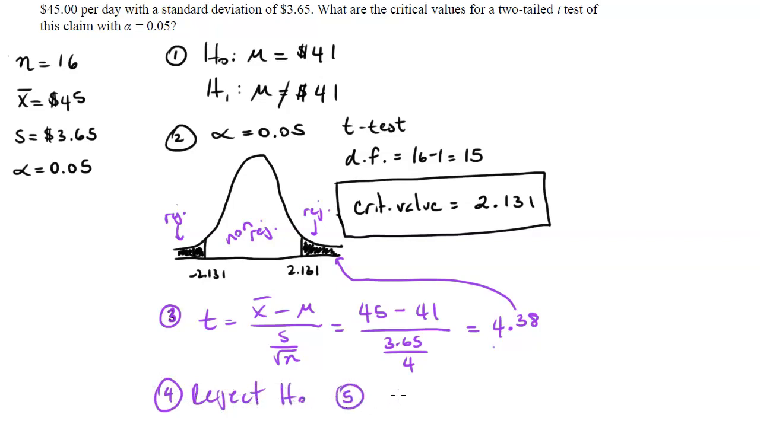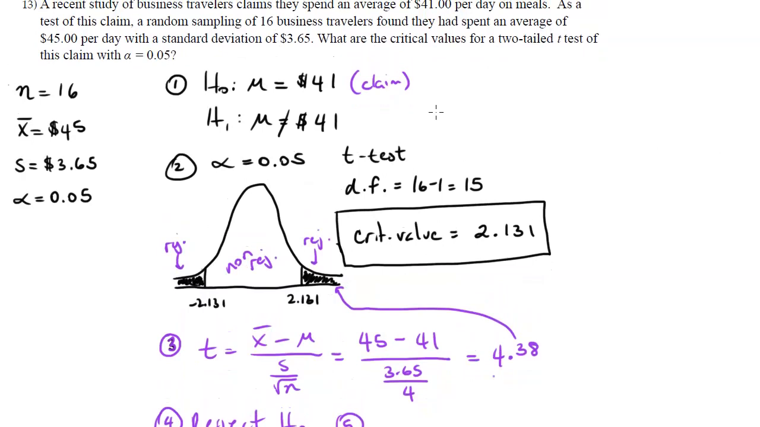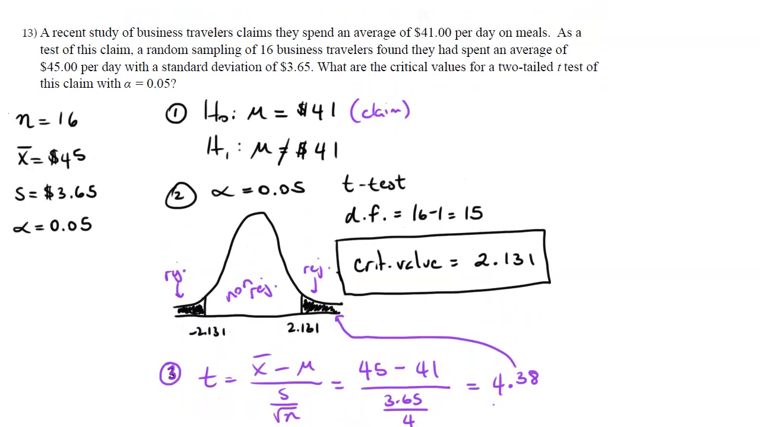Step 5 is take this back to English, really. So we're testing, oh, this is the claim here. Testing that claim. So since we're rejecting the null hypothesis, we're rejecting the claim that the average amount that they spend is $41 per day. There's enough evidence to say that the travelers did not spend $41 per day. That's it.